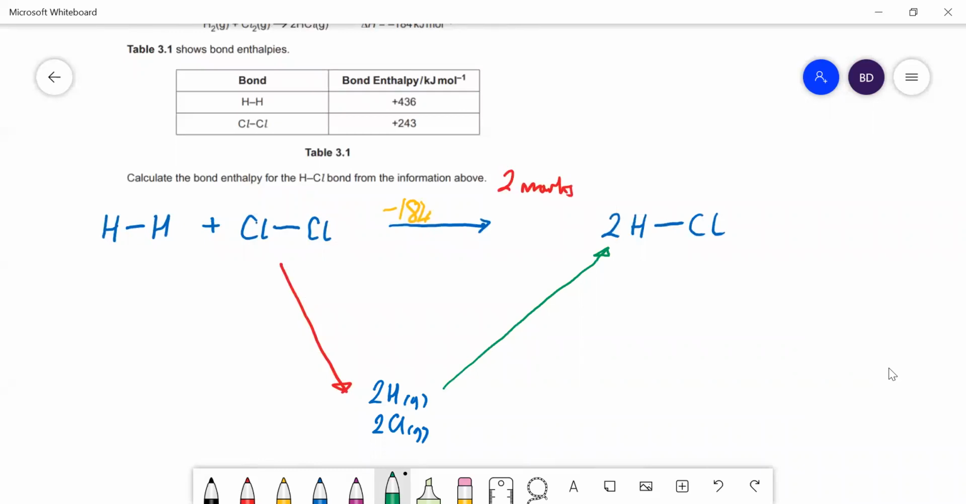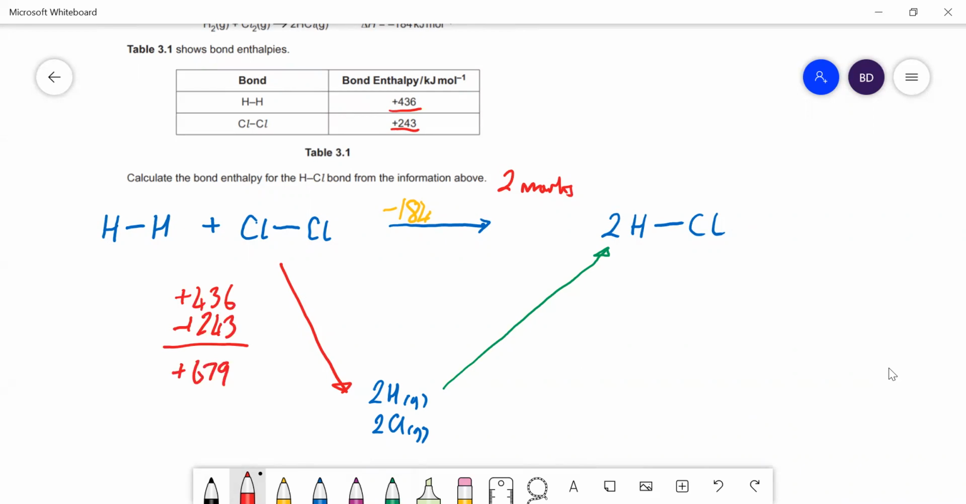Right, let's look at the red arrow. What we're doing, we're breaking bonds. Breaking bonds, of course, is endothermic, so that's going to be positive values. We're breaking one of those, so that's plus 436. And we're breaking a chlorine-chlorine bond, that's plus 243. Add that up, you get plus 679.